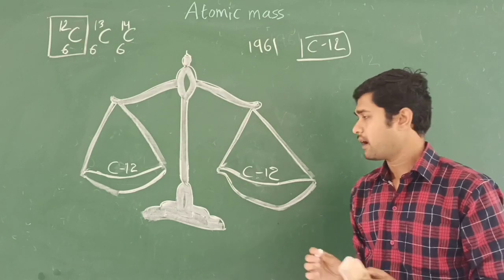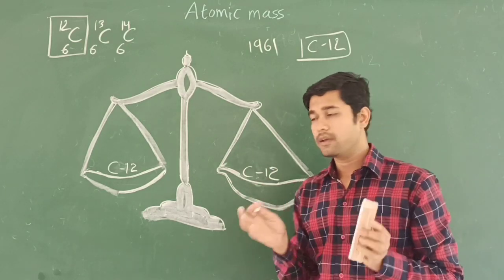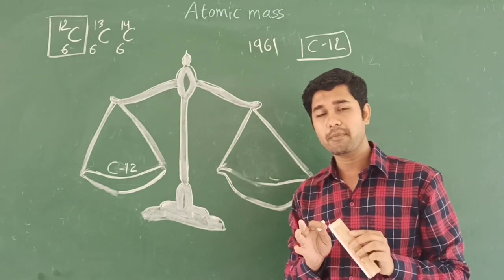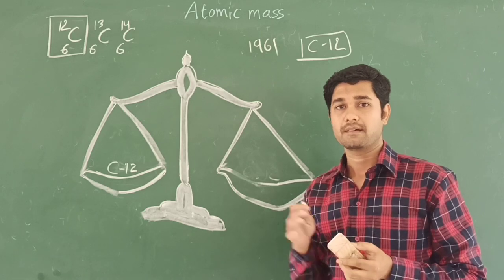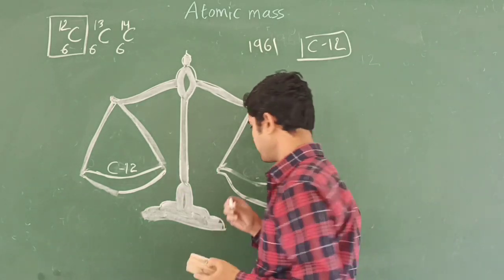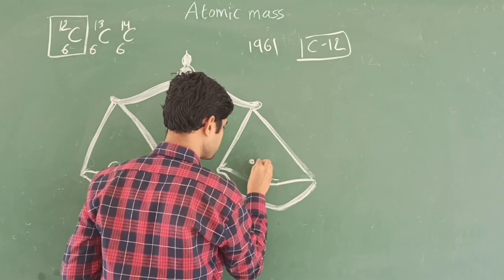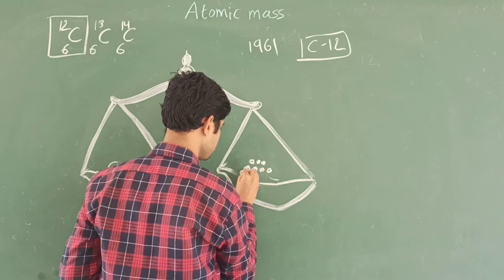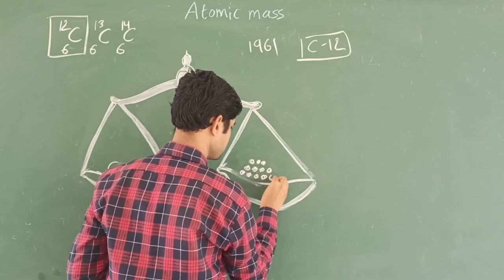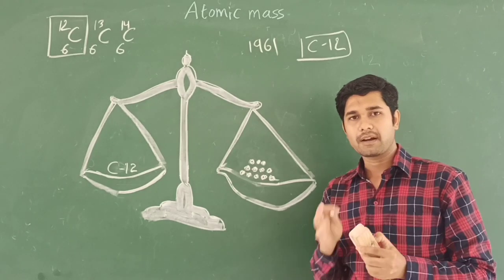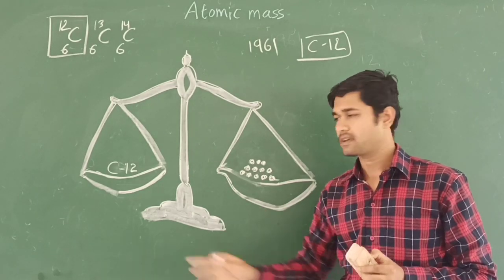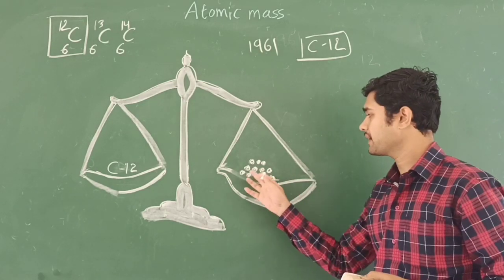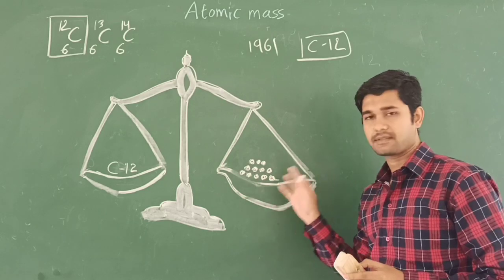What will I do? I am going to divide this carbon atom into 12 parts. Why 12 parts? Because its atomic mass is 12. So I am going to cut it into 12 units, because the carbon has an atomic mass of 12.